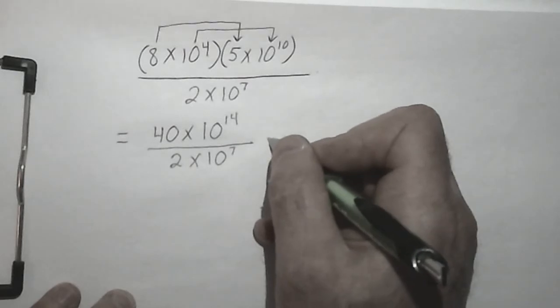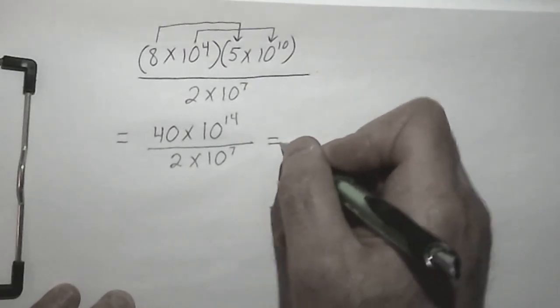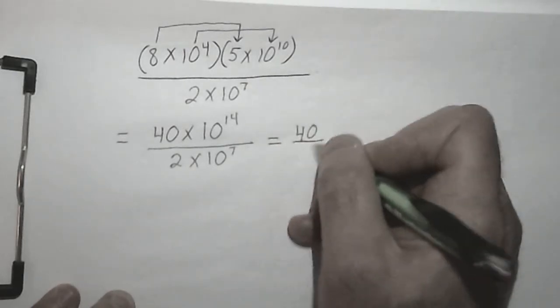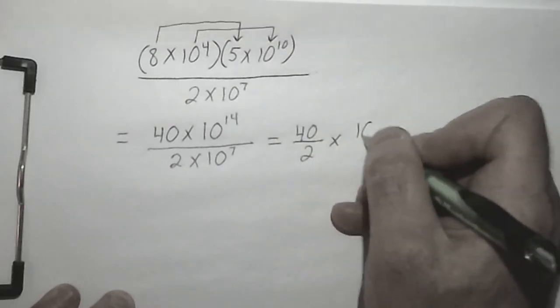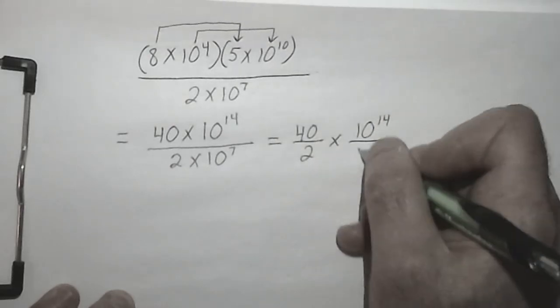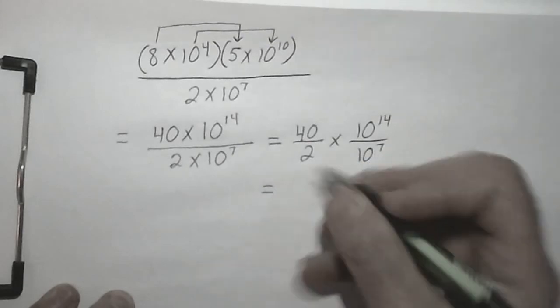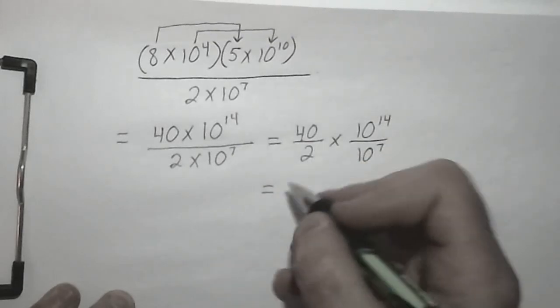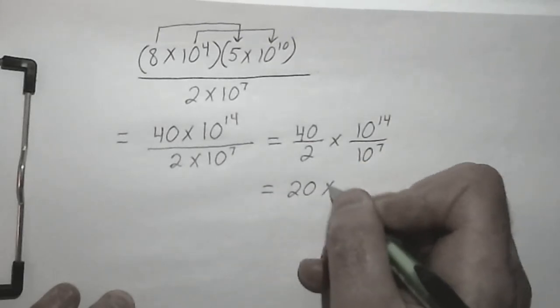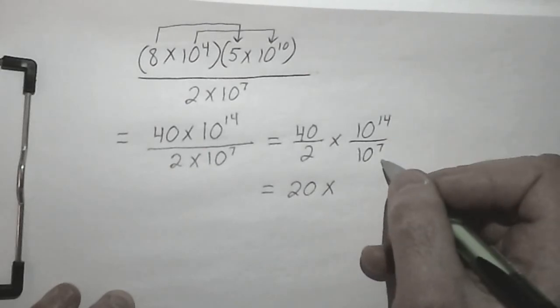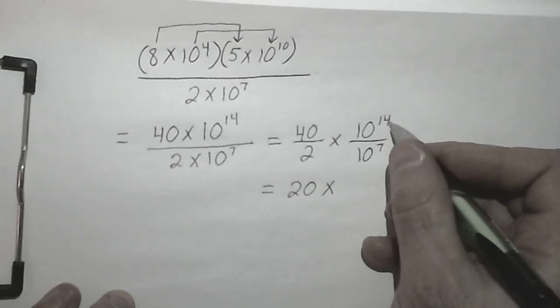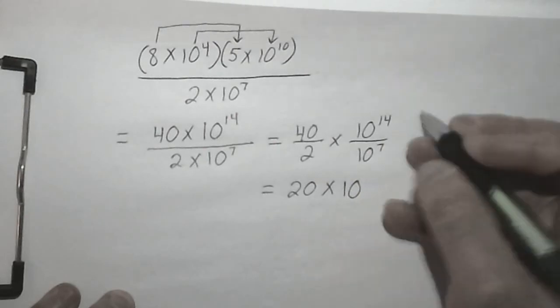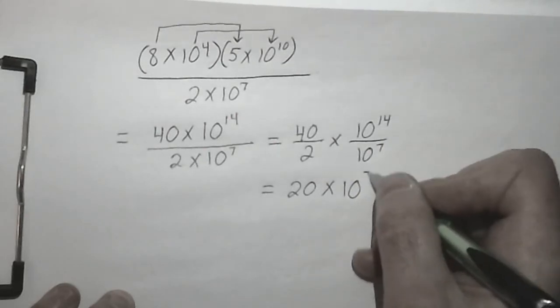Now to do the division of these numbers, we're going to split this up, putting 40 over 2 times, and then we'll divide 10 to the 14th power by 10 to the 7th power. Finally, 40 divided by 2 is 20. Times 10 to the 14th divided by 10 to the 7th, we subtract the exponents when we divide like bases. 14 minus 7 is 7.